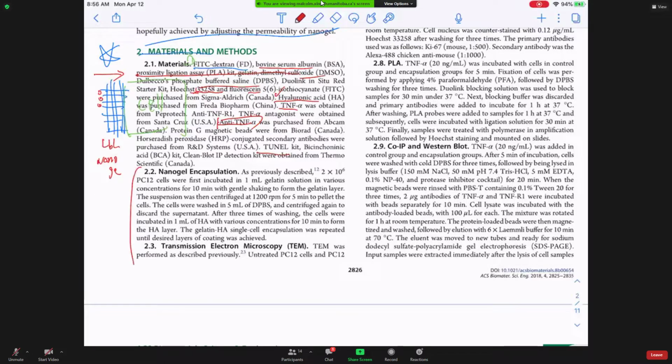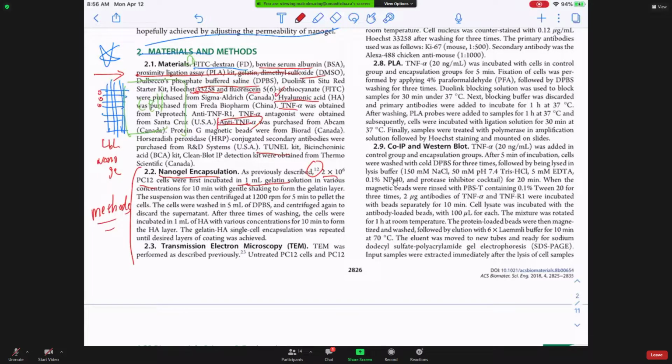Then this one starts the methodology part. Nanogel, that's most important. Nanogel. So as previously described, that's his first paper, LBL, with 2 million neuron cell lines, PC12 cells, first incubated in 1 milliliter gelatin solution.